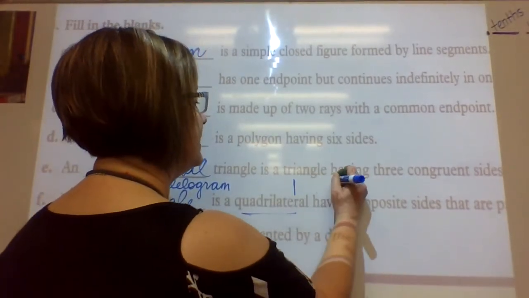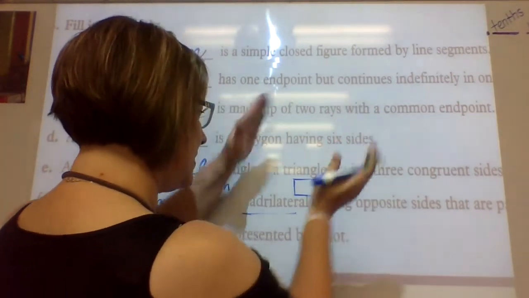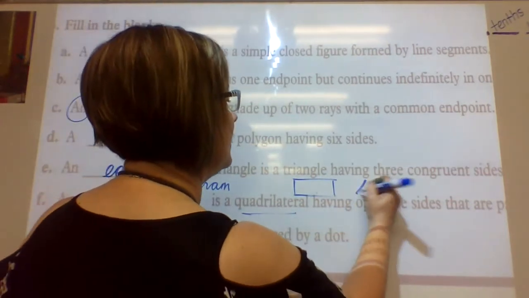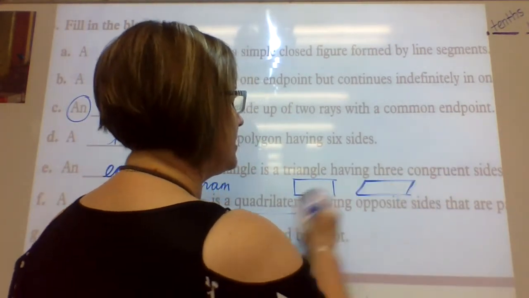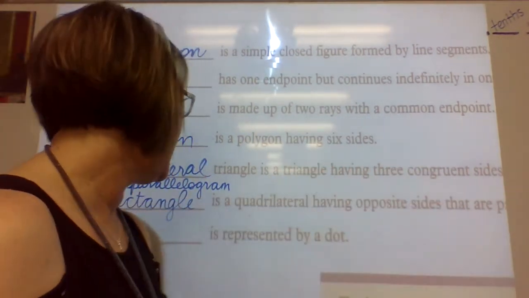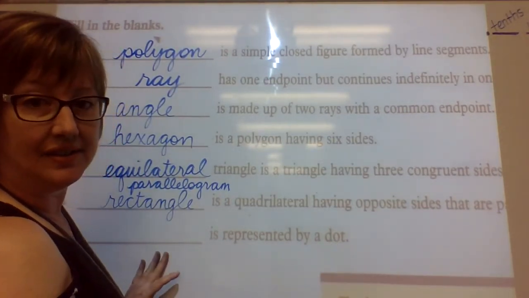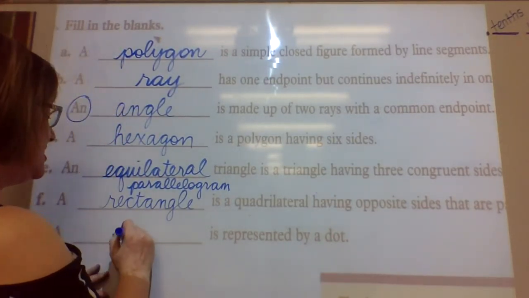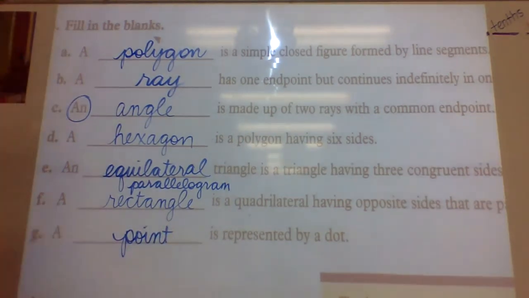Remember, here's a rectangle. Those 2 lines are parallel. These 2 lines are parallel. And in a parallelogram, those 2 are parallel and these 2 are parallel. So I really think it could be either one. Okay? And the last one, a blank is represented by a dot. Remember what the dot is in geometry? It's a point. Good job.